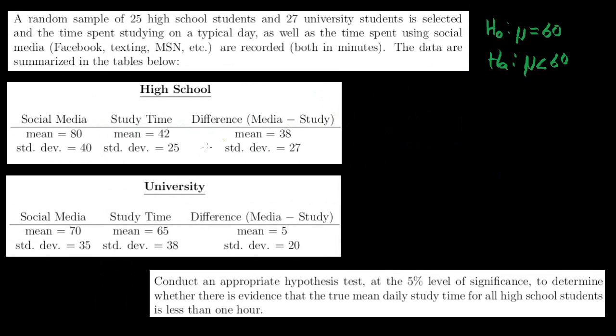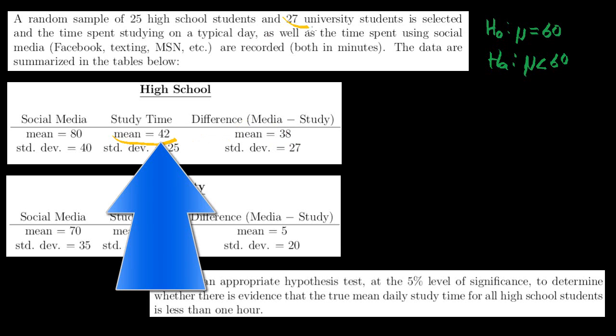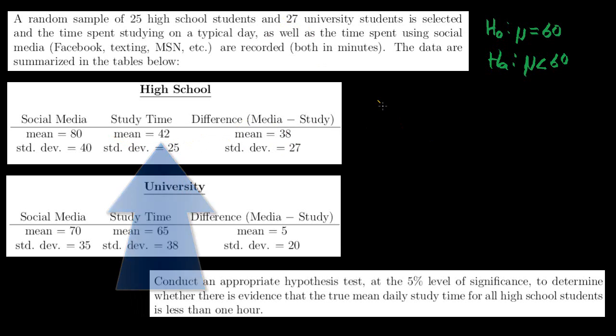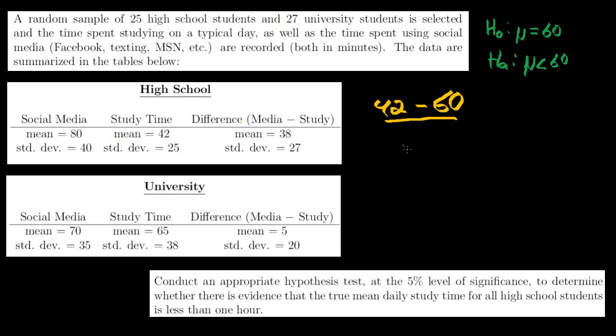Now to solve this, we take the study time mean, the mean of the sample for the study time, which is going to be 42, subtract what we're testing, which is the 60 minutes, divided by the standard deviation of our sample, because mind you, we're doing t-distributions here. Because we do not know the population's standard deviation, notice that it is not stated in the question, as a result we are forced to approximate it using the sample's standard deviation.